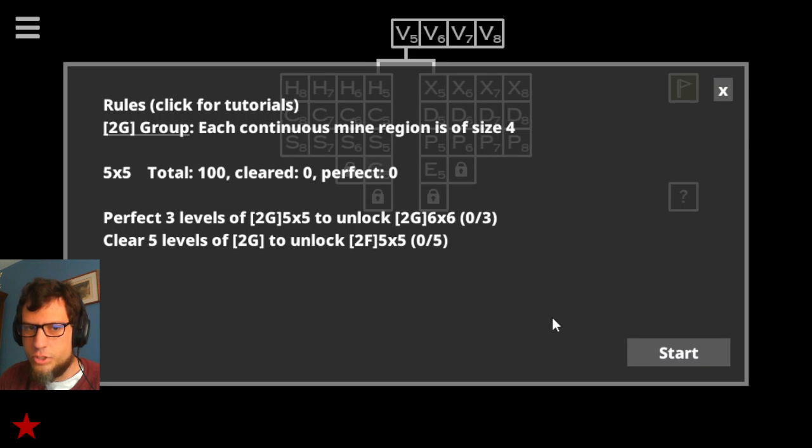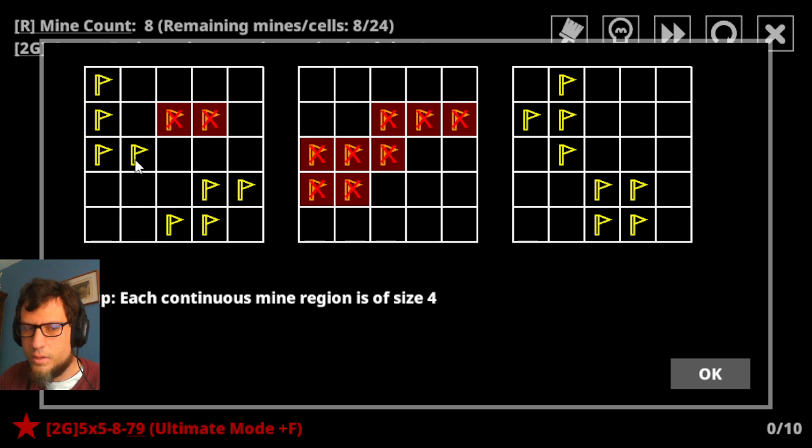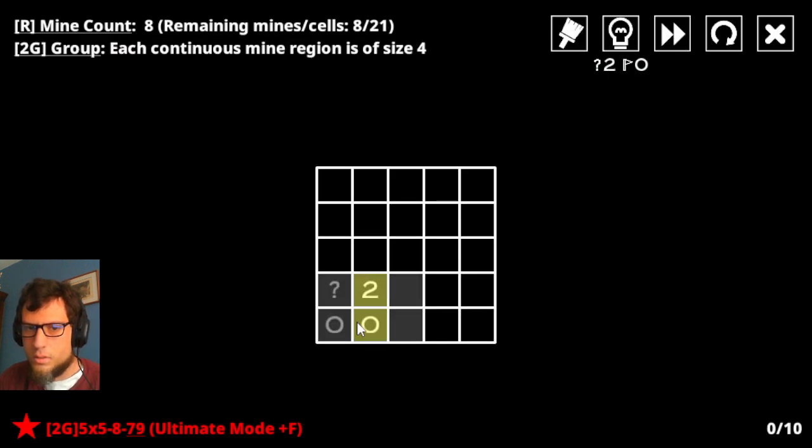Okay, time for the G group. Each continuous mine region is of size 4. By continuous mine region, they mean an orthogonally connected region. So that's a group of 4, that's a group of 4, that is only a group of 2, so that's not allowed. This group has 1, 2, 3, 4, 5, 6, 7, 8 in it, that's not allowed. Okay, so you get the point. Or maybe you don't, I don't know.